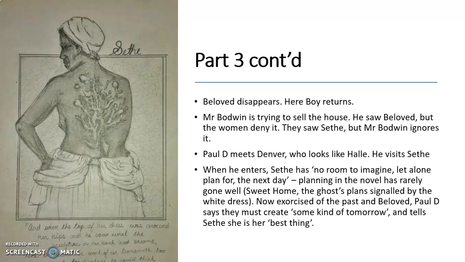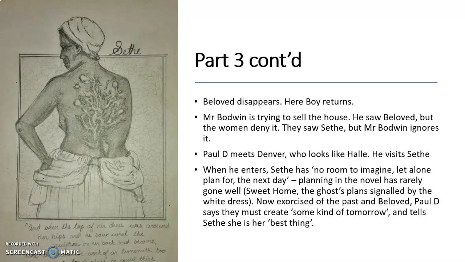The final thing is that Beloved disappears, and here, boy, the dog returns. Mr. Bodwin's trying to sell the house. He saw Beloved, but the women deny seeing her. They saw Sethe trying to attack him, but Mr. Bodwin is downplaying that. And then we have Paul D meeting Denver, who looks like Halle, and she seems quite grown up and quite courteous towards him for a change. And he decides to go and visit Sethe.